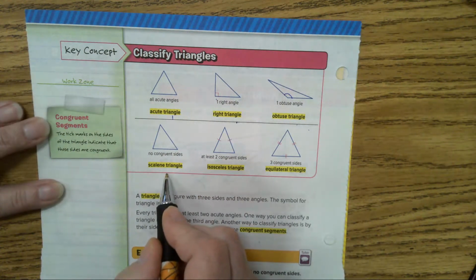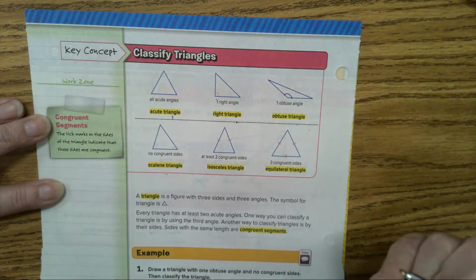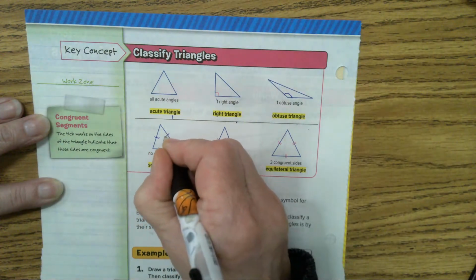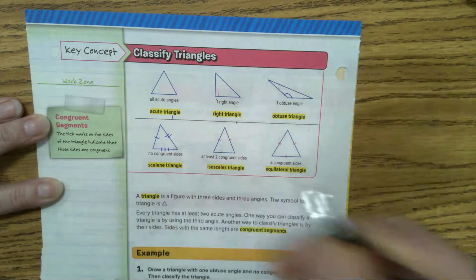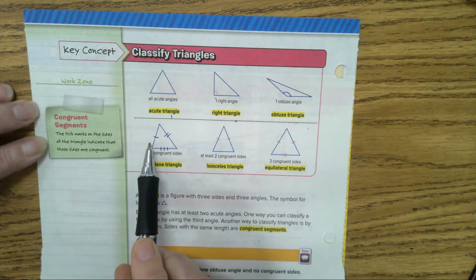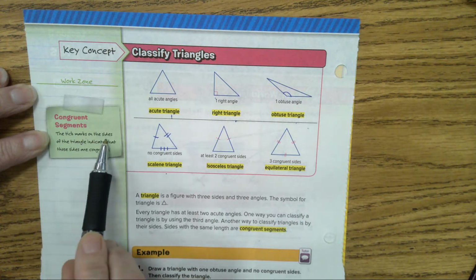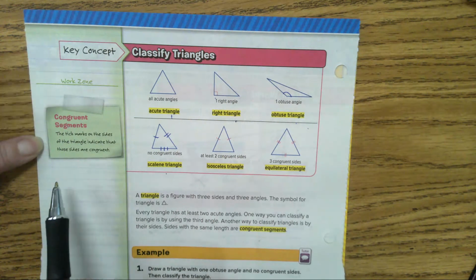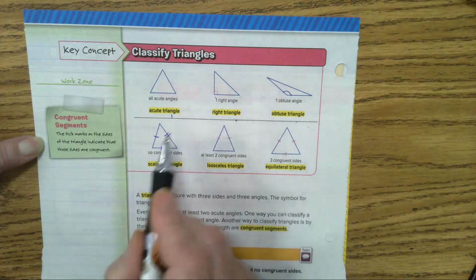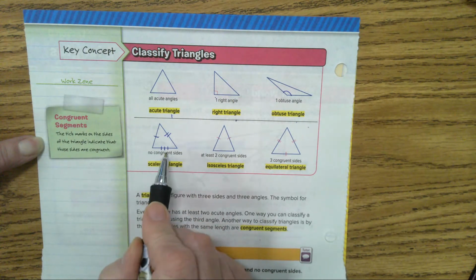Scalene, no congruent sides. Okay, they're all different. One way of doing it, this is a 1. Each one is different. None of them match. These are like little tick marks. It says the tick marks on the sides of triangles indicate that those sides are congruent. Well, these are all different because none of them have the same one.